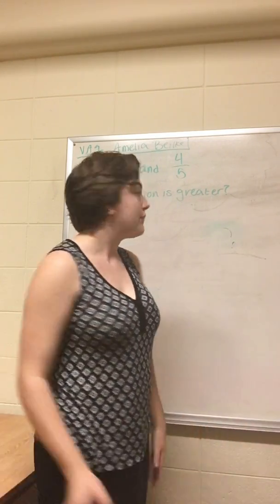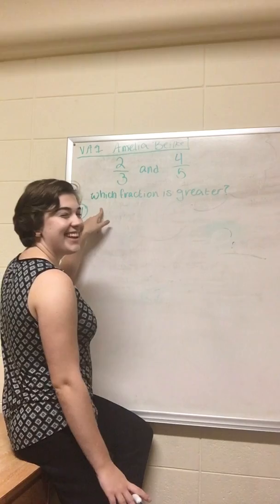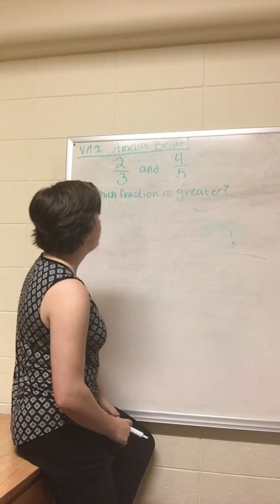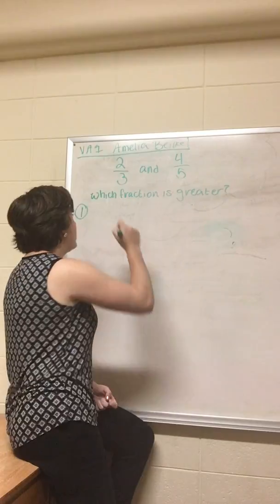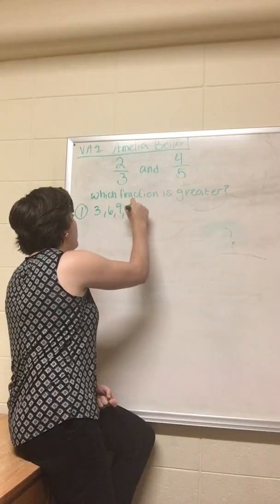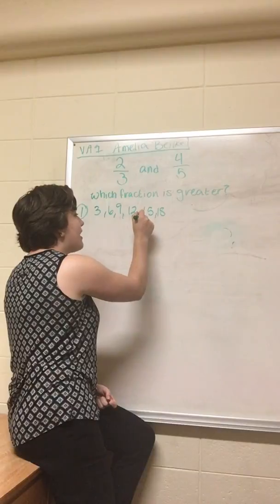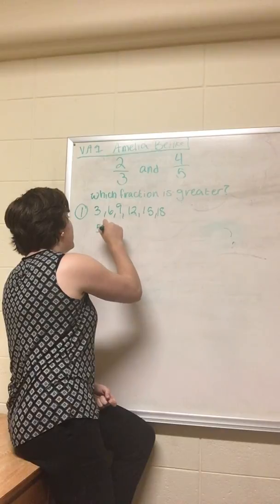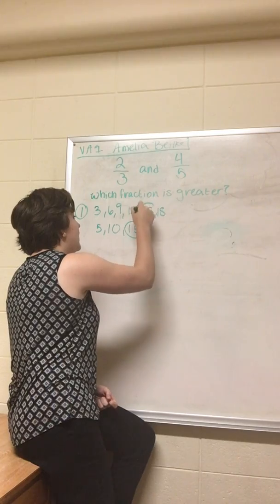So the first thing I'm going to do is find a common denominator. Okay? So I'm going to write out my multiples of 3 and 5. So 3, 6, 9, 12, 15, 18. I'm going to stop there because I think I found something that both 5 and 3 go into. So 5, 10, 15, yes indeed, we have 15 and 15.